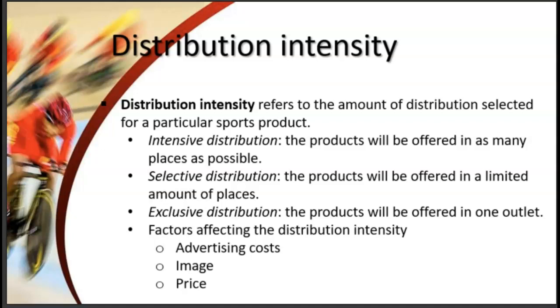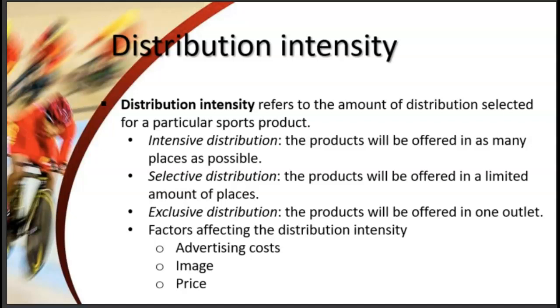The second one is about selective distribution, right? For selective distribution, the product normally will be offered in a very limited amount. One of the examples we can think about in the sports industry is ticket sales. The number of tickets in an event is limited, and also our advertising budget is limited.